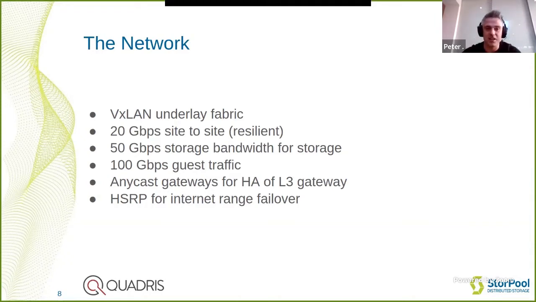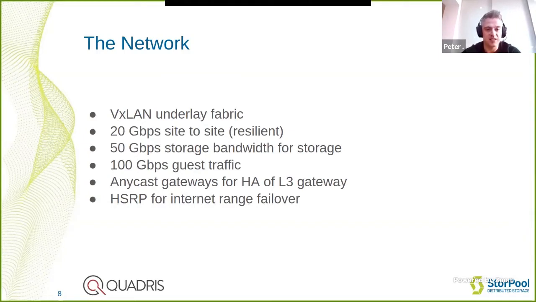It's using a VXLAN underlay fabric. It's a full leaf-spine architecture, Cisco-based, Cisco 9K. As Venko said, there are two resilient links between the two data center locations, each running very low latency. Each of them is 10 gigabits, so we've got a total of 20 gigabits per second site-to-site resilient connection. We're using 50 gigabit storage bandwidth for the storage, so 2 times 25 gig, and 100 gigabits per second total bandwidth available for guest traffic.